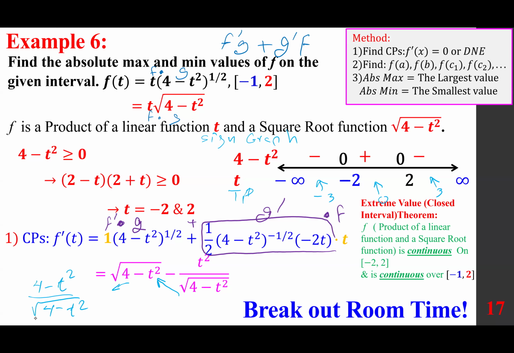Now, if you add this numerator to this numerator, you get 4 minus t squared minus t squared, making it 4 minus 2t squared. And the denominator doesn't change, square root of 4 minus t squared. So I hope it's clear to everybody as to what's going on. Okay.